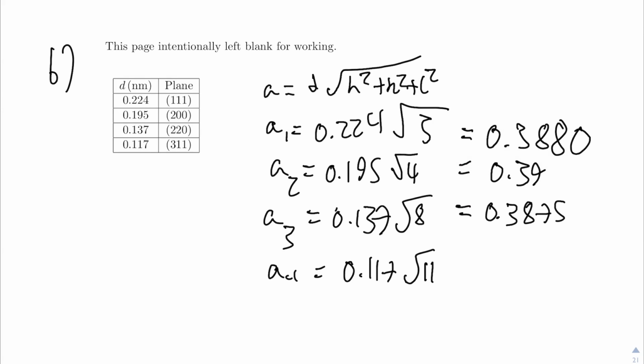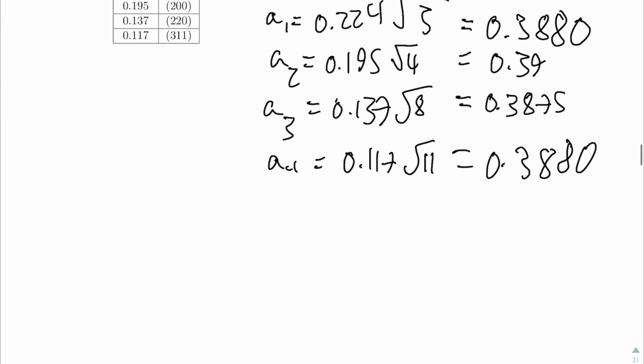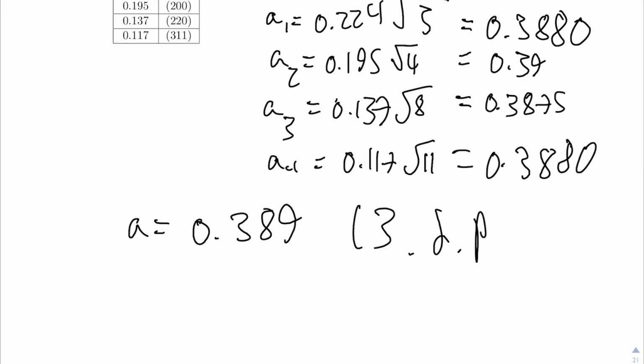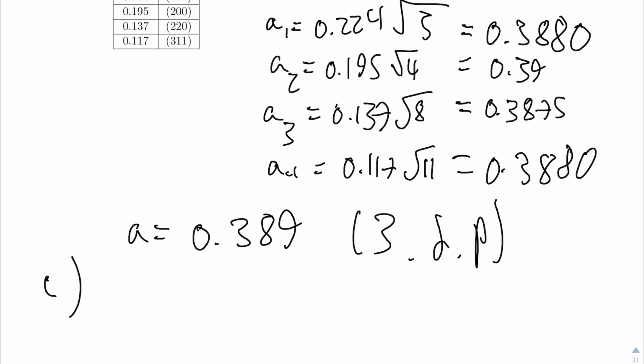Sorry, just checking if the microphone's on. This equals 0.3880. So now, averaging all of these up, we get A equals 0.389 to 3 decimal places. So that's B.